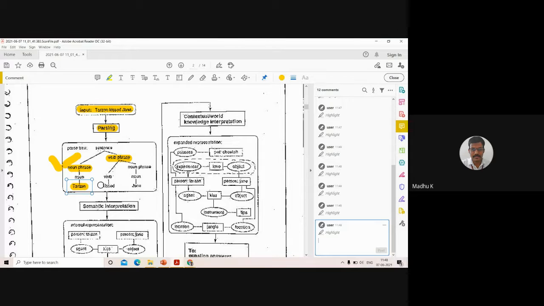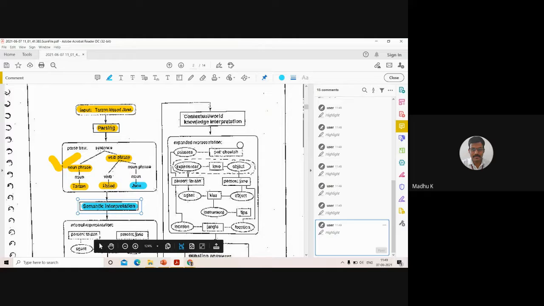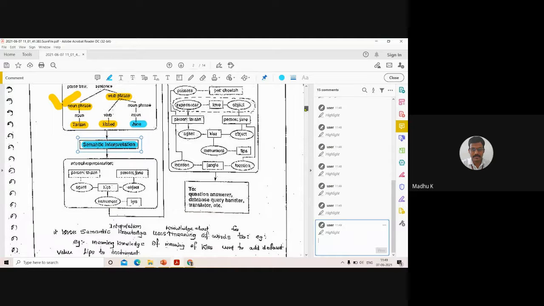So here Tarzan, kissed, Jane. These three are basic tokens. So the input is Tarzan kissed Jane, and the parser will convert this into a syntax tree. Then it will give it to the semantic interpretation module. So what is semantic interpretation? It will understand the meaning of the sentence and represent it in an internal representation.